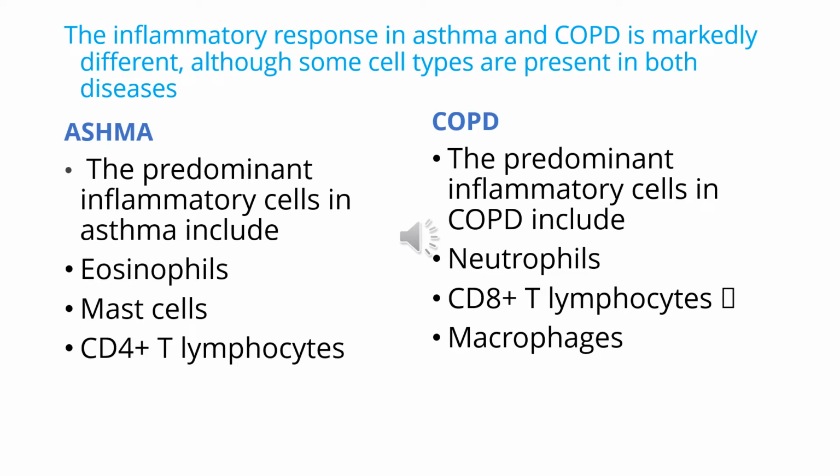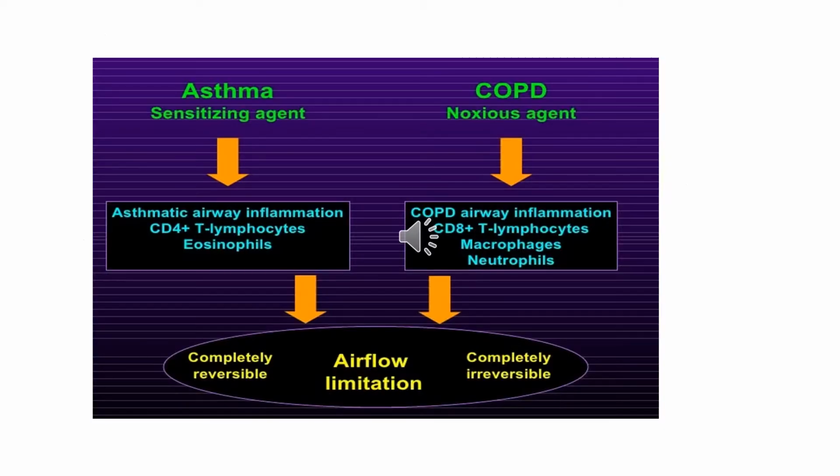Thus, the predominant inflammatory cells in asthma include eosinophils, mast cells, and CD4 T lymphocytes. The predominant inflammatory cells in COPD include neutrophils, CD8 T lymphocytes, and macrophages. Airflow limitation in asthma is reversible, in COPD irreversible.